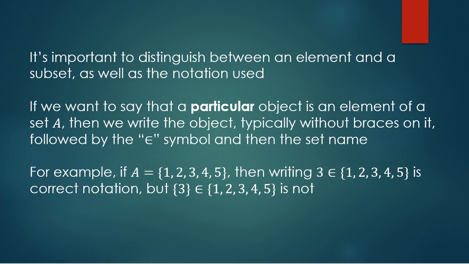This is not correct. If we wanted to make this correct, we would have to change this to the subset symbol, and then we'd be saying the set containing 3 is a subset of this set A. So if you're just talking about a particular element, typically you're just taking the number or the object or whatever and then using the element symbol and then you're writing your set. You're not putting squiggly brackets on that particular object.